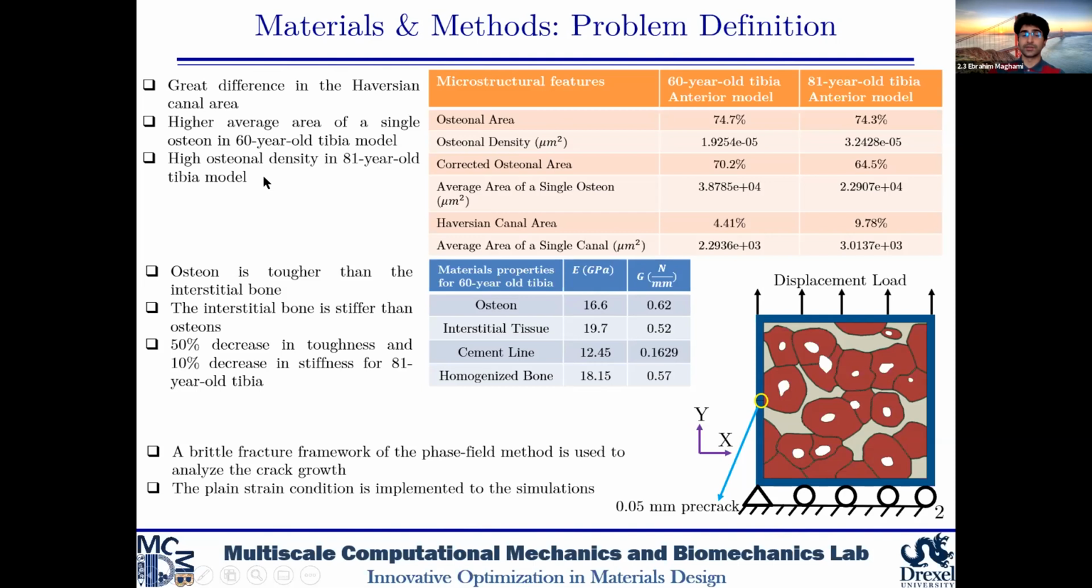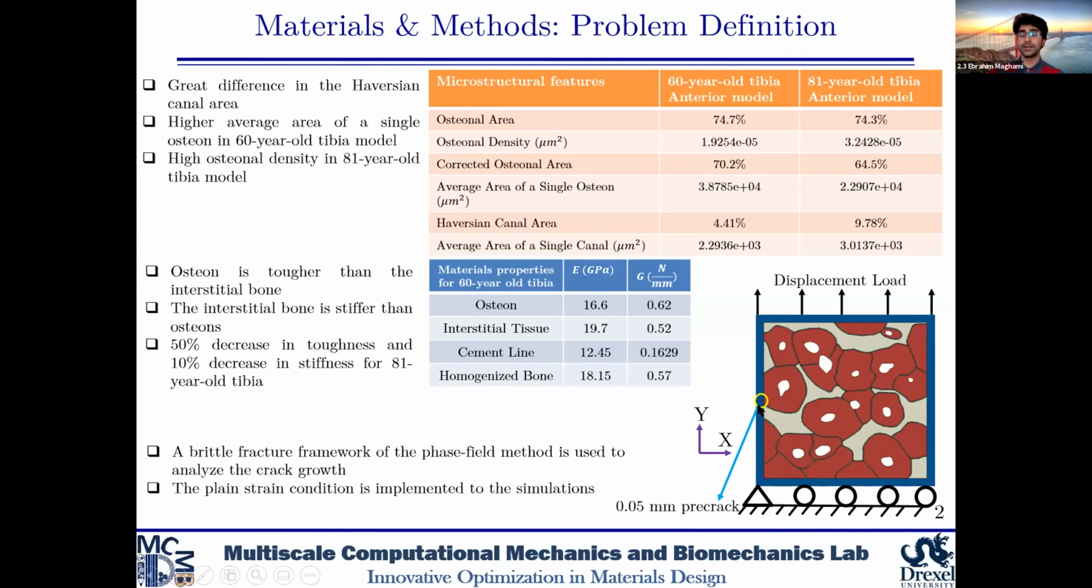To do the crack growth simulations, we need the elastic modulus and also the toughness, or critical energy release rate, of the features such as osteon, interstitial tissue, and cement lines. Here we assume that osteon is tougher than the interstitial bone, and interstitial bone is stiffer than the osteons for the 60-year-old model. However, for the 81-year-old model, we consider a 50% decrease in toughness and a 10% decrease in stiffness. Here we are using a brittle framework of the phase field method to capture the crack growth analysis. We consider a plane strain condition, and this is our simulation basis.